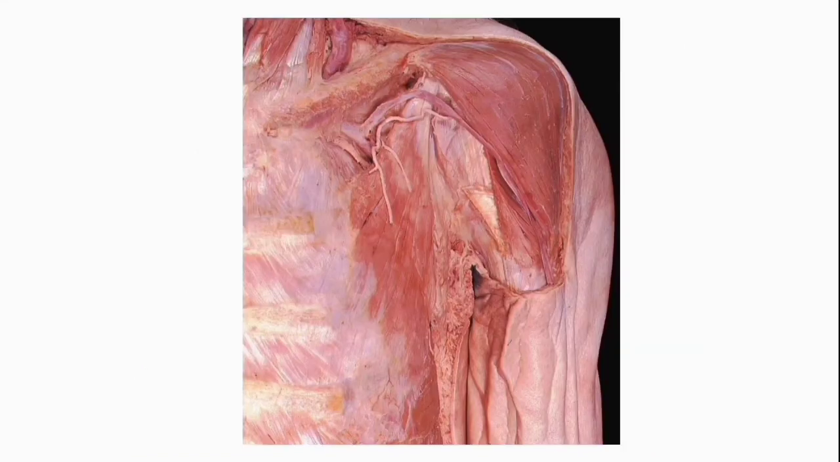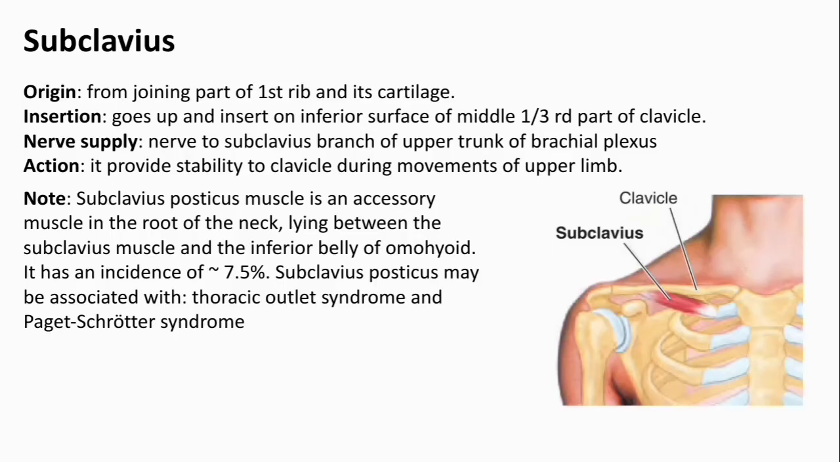Here you can see the cadaveric specimen of the pectoralis minor taking origin from 3rd, 4th, 5th ribs and inserting onto the coracoid process. Next, the subclavius. It is a small muscle that takes origin from the first costochondral junction and inserts onto the inferior surface of the middle 1/3 part of the clavicle, where the subclavian groove is present.